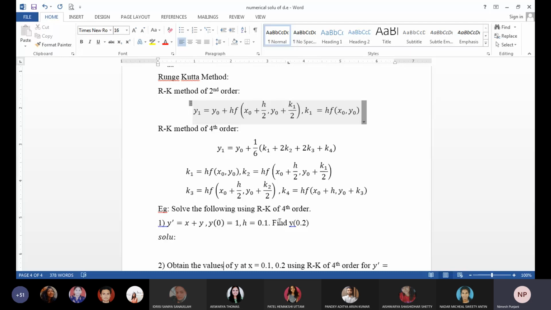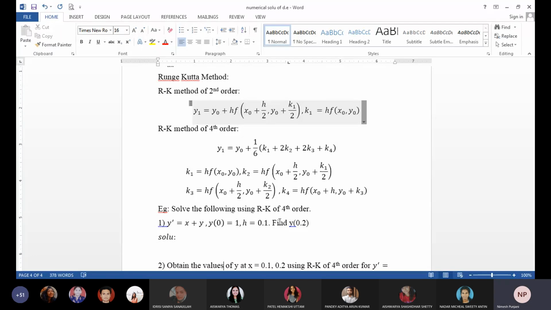Okay, y1 is given as y0 plus 1 upon 6 times k1 plus 2k2 plus 2k3 plus k4, where k1 is given as h multiplied by f of x0 comma y0, k2 is h multiplied by f of x0 plus h by 2 comma y0 plus k1 by 2, k3 is h into f of x0 plus h by 2 comma y0 plus k2 by 2, k4 is h into f of x0 plus h, y0 plus k3. Again, RK of fourth order is an iterative method.